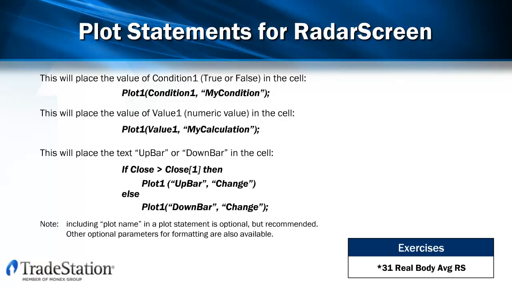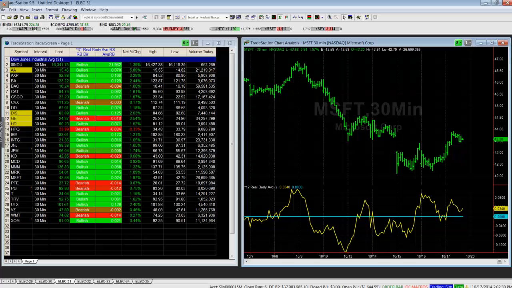So what we're going to do is go back to our real body average concept, and we're going to create that indicator for radar screen as a scan to tell us what symbols are in a bullish mode or in a bearish mode. And I'm going to go back to TradeStation here, and you can see that indicator that we're going to write here on the right-hand side.